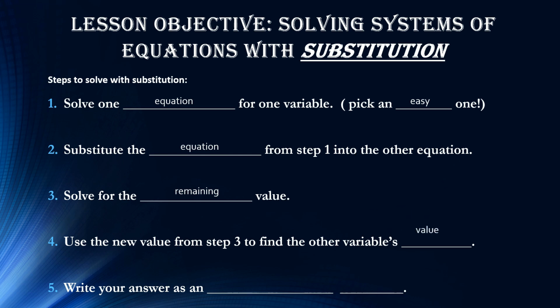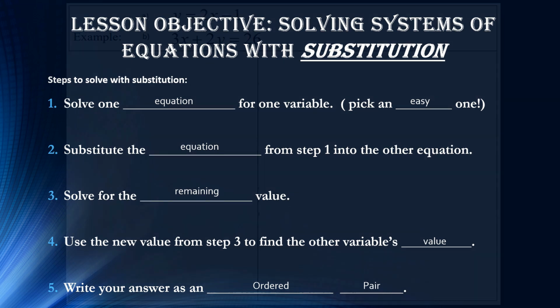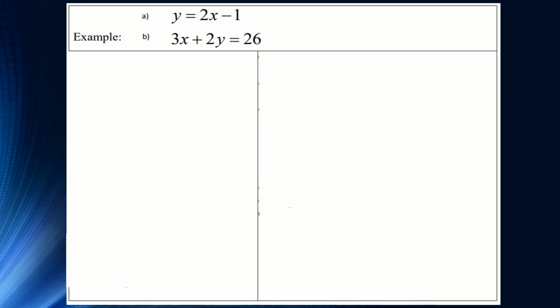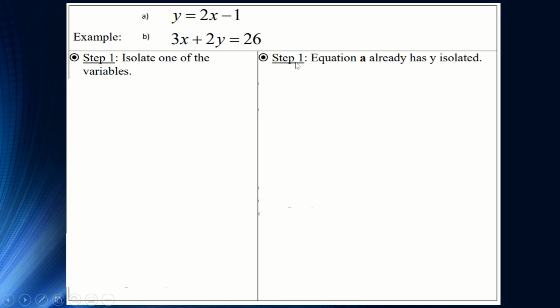Now we use the new value from step 3 to find the other variable's value, and we write our answer as an ordered pair. You might be thinking, Mr. Pratt, that sounds complicated. Well, it's not so bad once we do a couple. So let's take a look at example 1. Here's example 1 from your notes. Step 1, I believe, is even written for you. So let's do step 1 together.